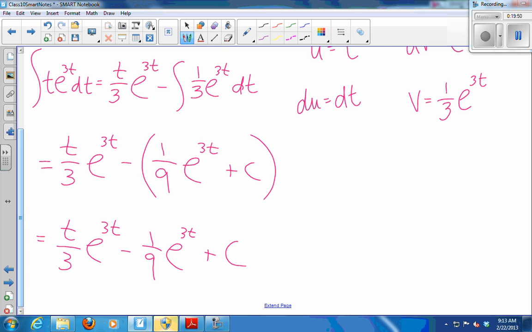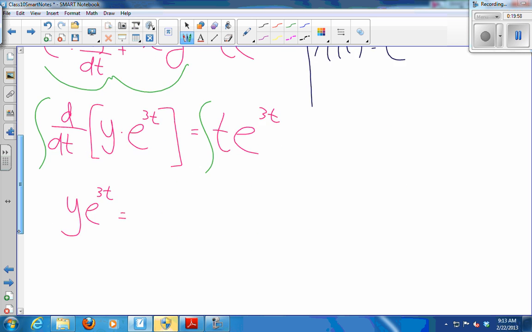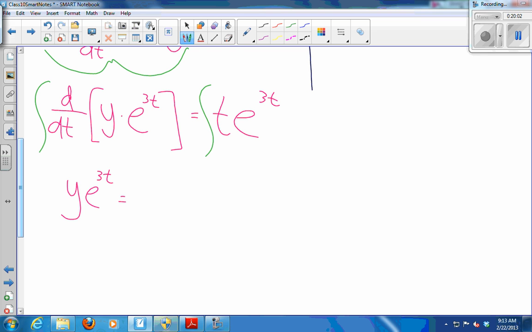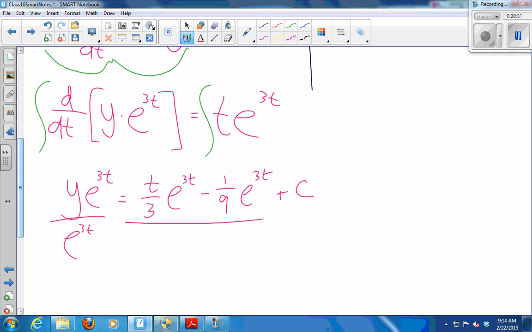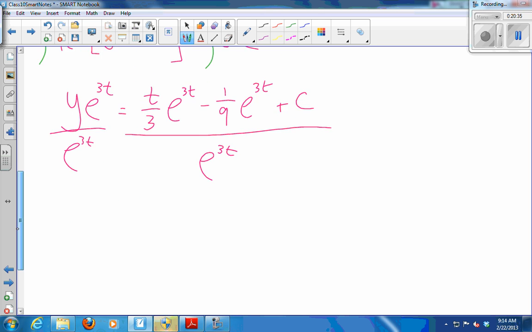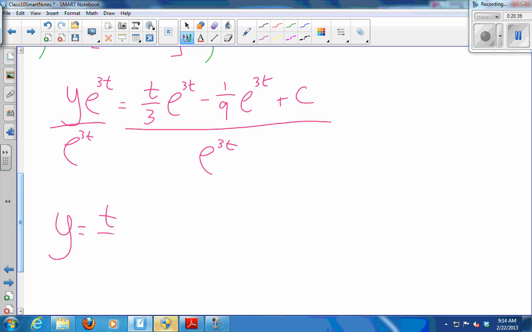So we're not quite done, right? So we go back over here. And now we know that this integral, we just calculated it on the next slide, and it was t over 3 e to the 3t minus 1/9 e to the 3t plus c. Now, just to finish solving for y, I have to divide both sides by e to the 3t. So we get y equals t over 3 minus 1/9 plus c e to the negative 3t, or c over e to the 3t.